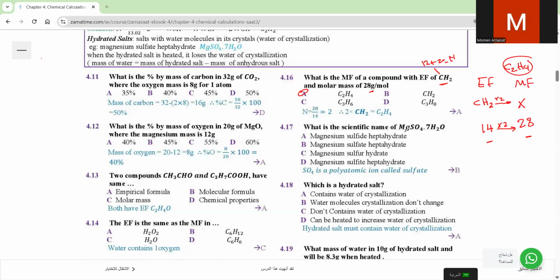What is the scientific name of MgSO4.7H2O? Here, 7 means hepta. It is from the hydrate lesson. Magnesium sulfate. We used the ionic compounds naming. It is magnesium, and this group is called sulfate, SO4, and hepta means 7. And water here is named as hydrate. So magnesium sulfate heptahydrate. Remember SO4 from grade 10, a polyatomic ion called sulfate.